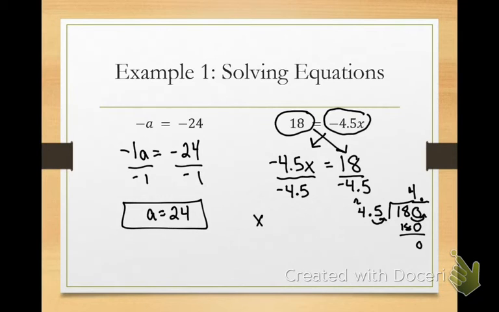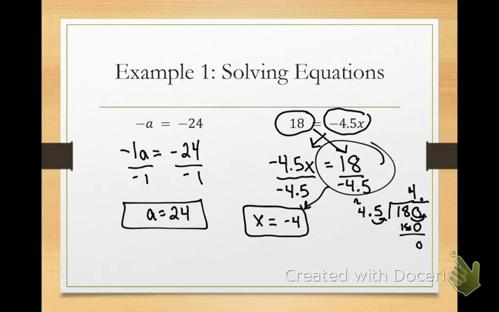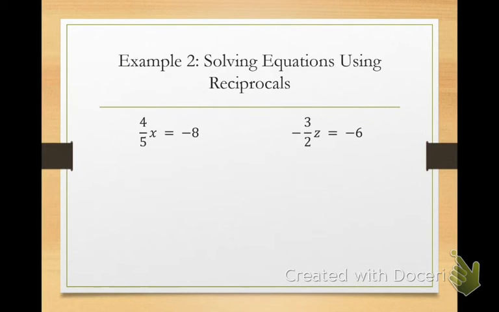Okay, so let me ask you this. Is it going to be +4 or -4? It will be -4. Why? Because there was only one negative that you were dividing here. 4.5 was negative and 18 was positive. So -4.